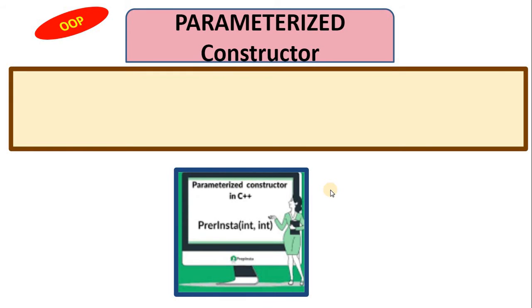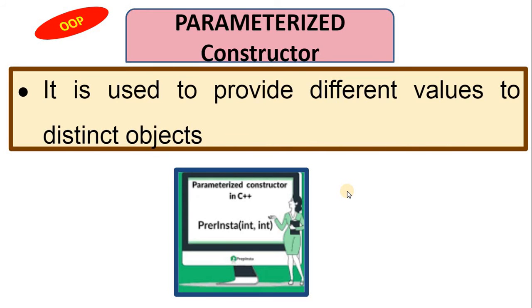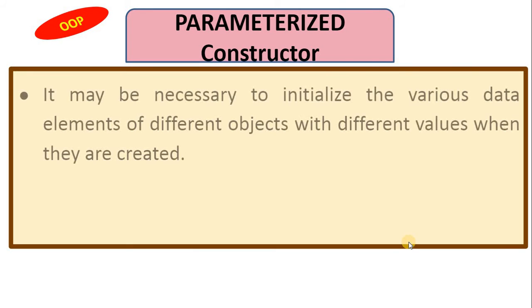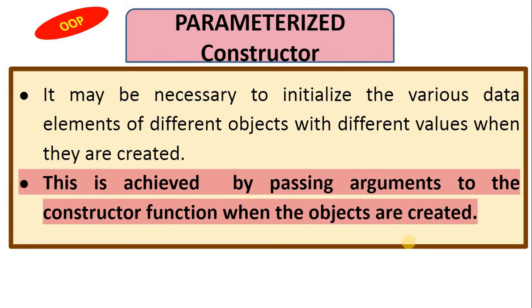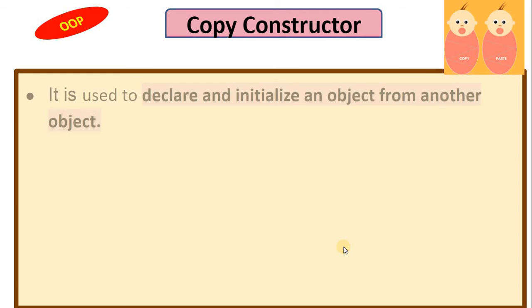Second is the parameterized constructor, which is the one that has parameters, and the purpose of that is to provide different values to different objects. To call the parameterized constructor, you have to pass the arguments to the constructor function when the objects are created.